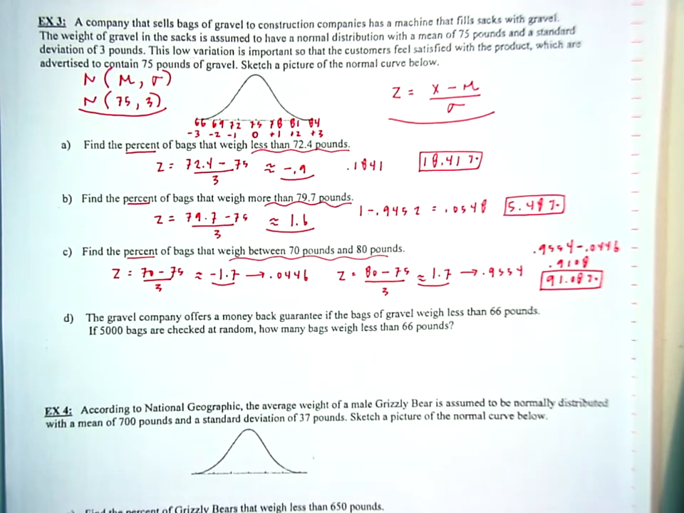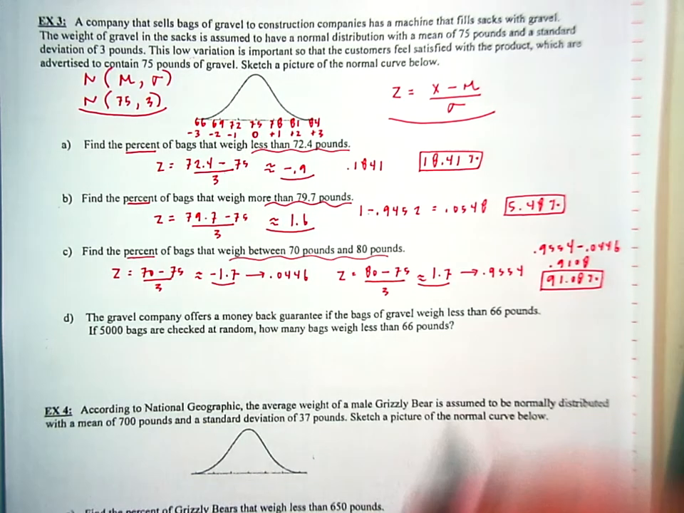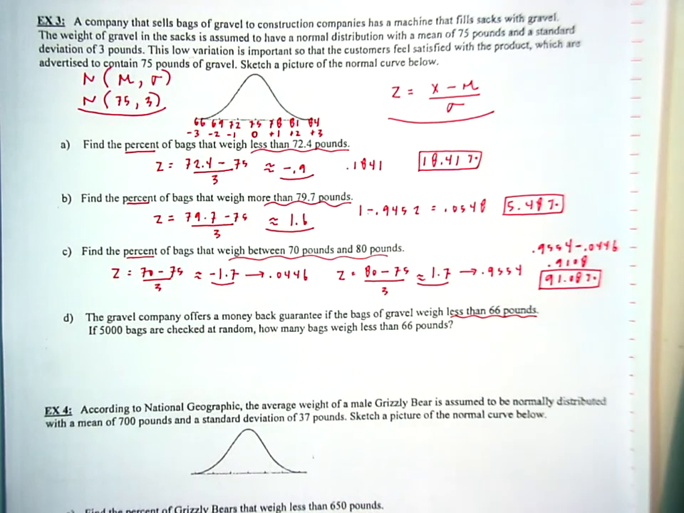All right, lastly, our gravel company offers a money-back guarantee if the bags of gravel weigh less than 66 pounds. Right, we're shortchanging you so much, we're going to give you your money back. So we're looking at the proportion of bags that weigh less than 66 pounds. First and foremost, that's what we have to solve for. And then we're told if 5,000 bags are checked at random, a good quality control situation, how many bags would weigh less than 66 pounds and really be able to have that money back guarantee.